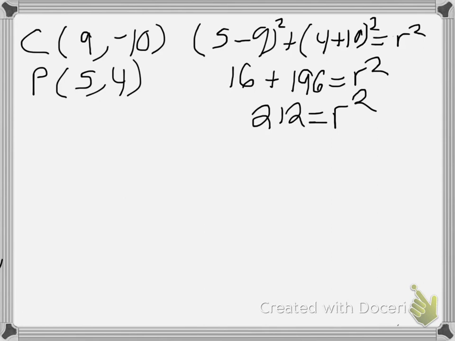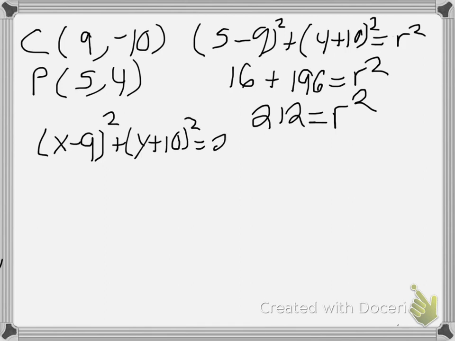All right, so then what is our formula? Or what's the equation? It's simply x minus 9 squared plus y plus 10 squared is equal to 212. Okay.